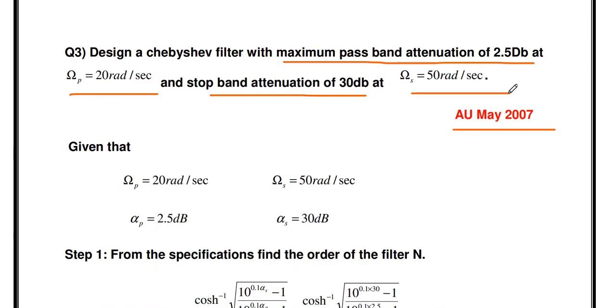So what are the four data given? Pass band attenuation, alpha p, is 2.5 dB. Omega p, the pass band frequency, is 20 radians per second. Stop band attenuation is 30 dB. Stop band frequency is 50 radians per second. Okay, so these are all the given data. So similar to the first problem, we have to solve as usual.